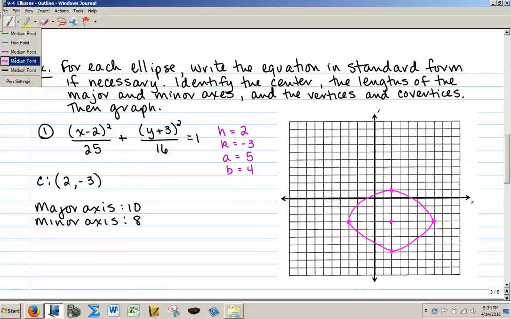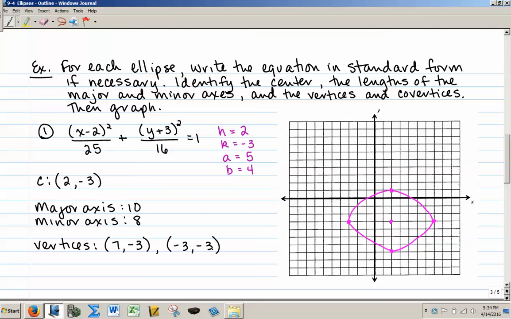And now my vertices are these 2 points at the end of the major axis. So I have vertices at the point (7, -3) and at the point (-3, -3). And then my co-vertices are the endpoints of the minor axis.